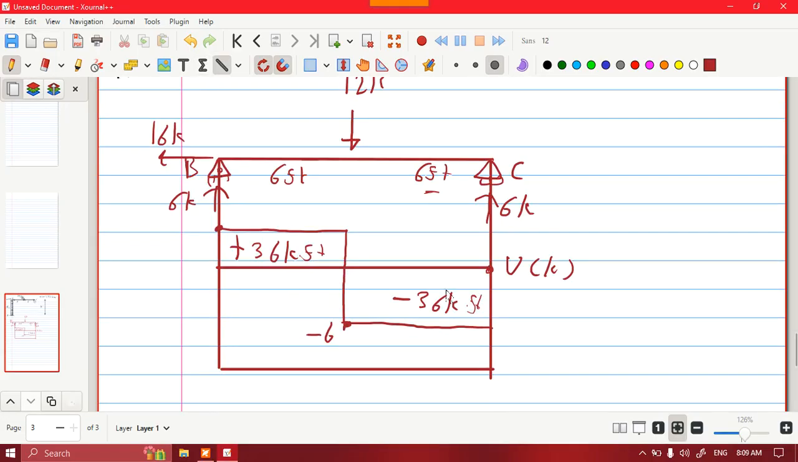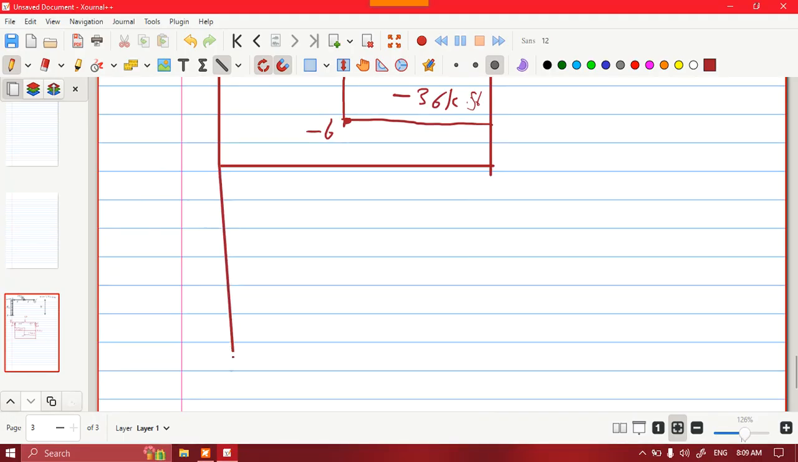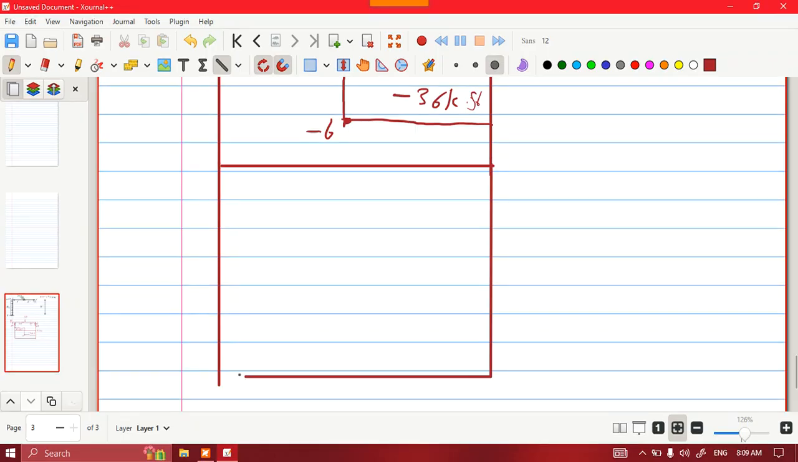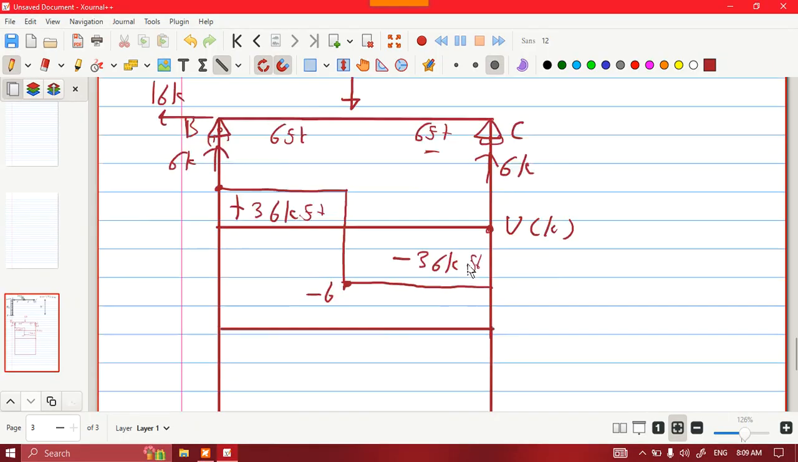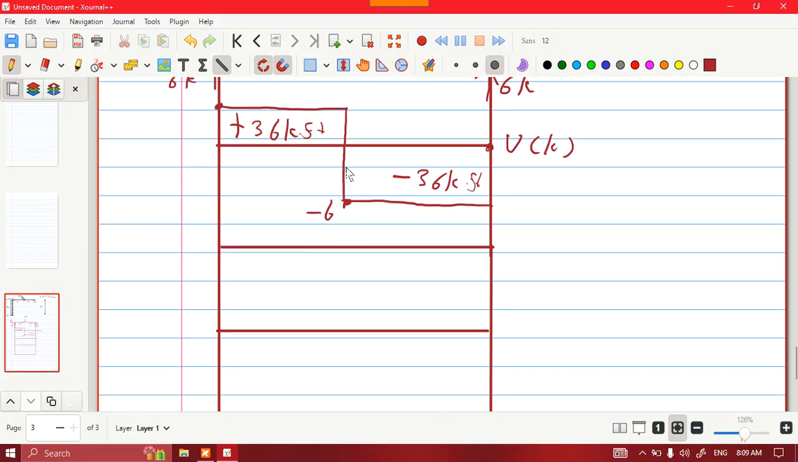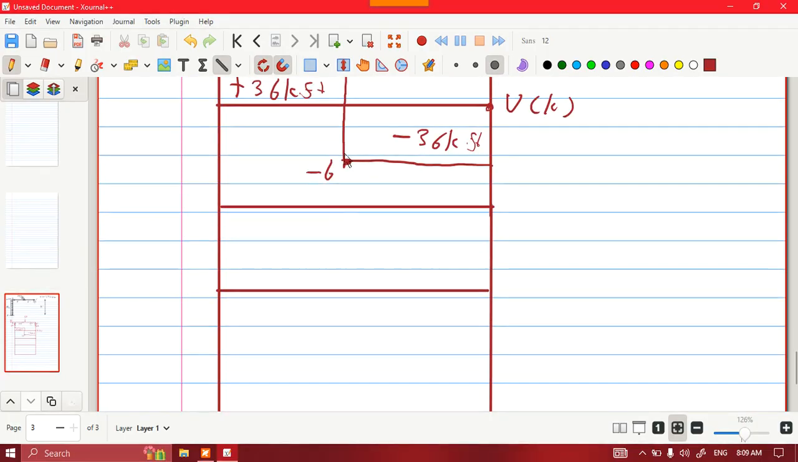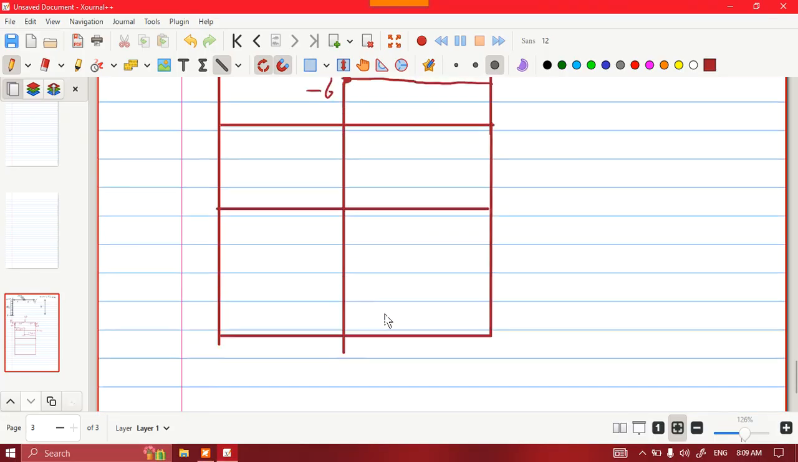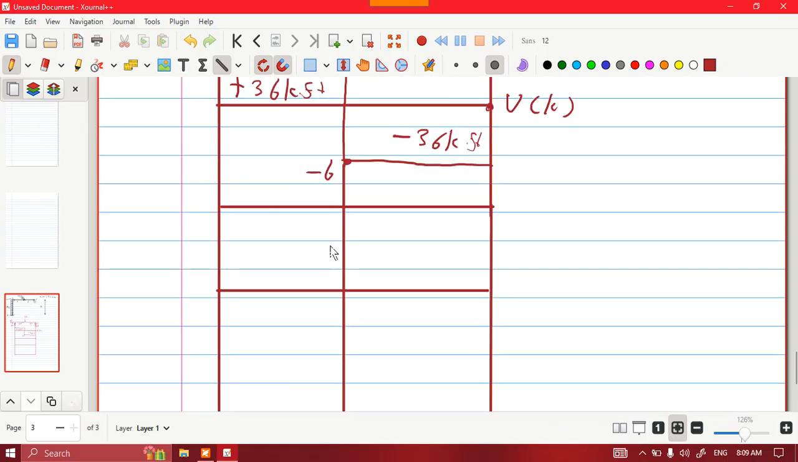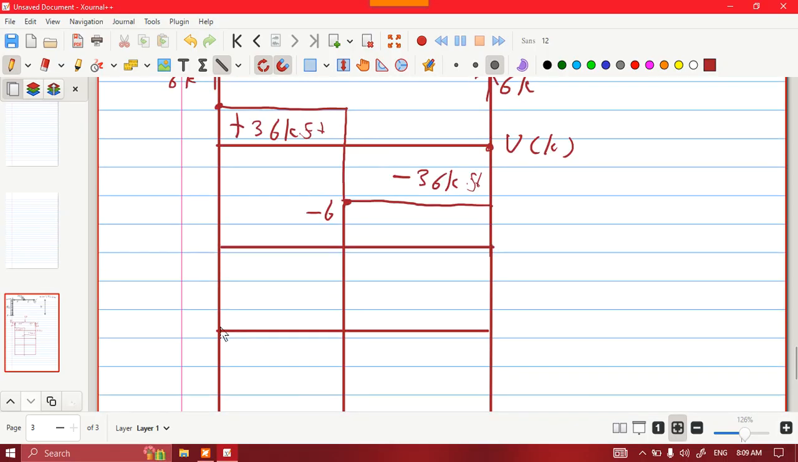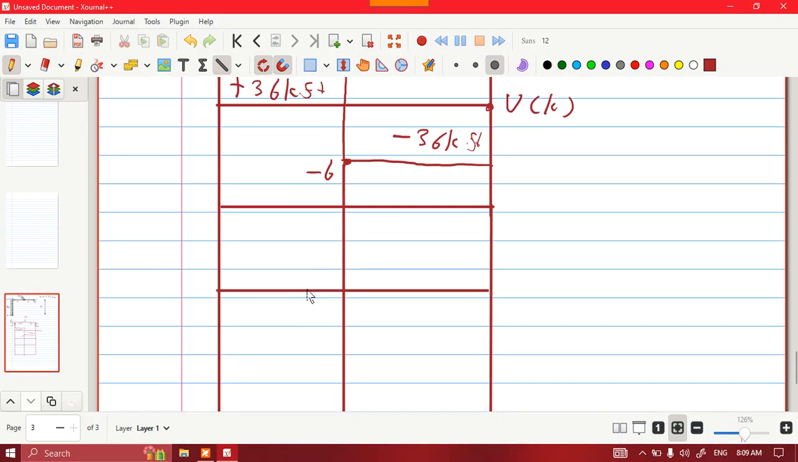And we will draw the moment diagram. It will be triangular. The moment is maximum at shear equal to 0. As you can probably see, we are preparing the moment diagram. This point is going to be maximum, and the moment is going to act like this, plus 36 kip-feet.